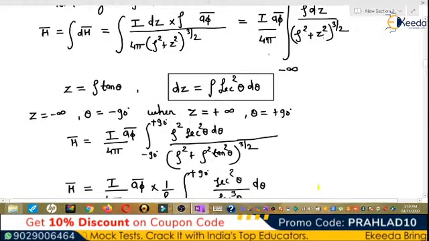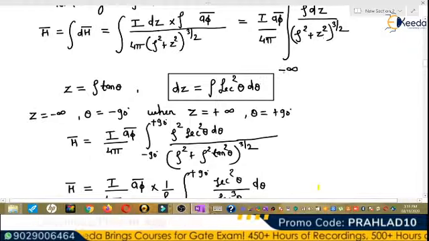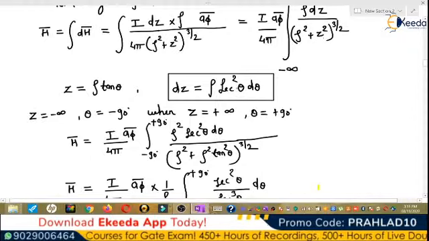Now we have to solve this integration. When z is minus infinity, theta is minus 90 degrees. When z is plus infinity, theta is plus 90 degrees. So we will put here I by 4 pi a phi, from minus 90 to plus 90, and rho, and dz is rho sec square theta. So it is rho square sec square theta d theta upon rho square plus z square. Z square is rho square tan square theta.